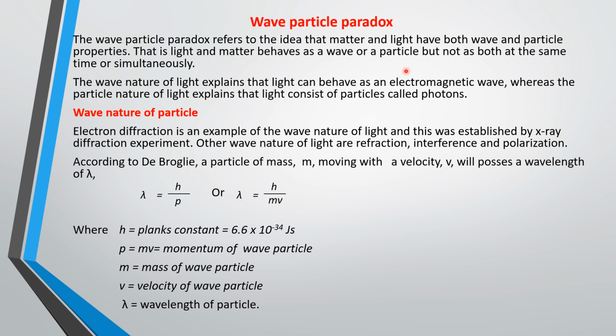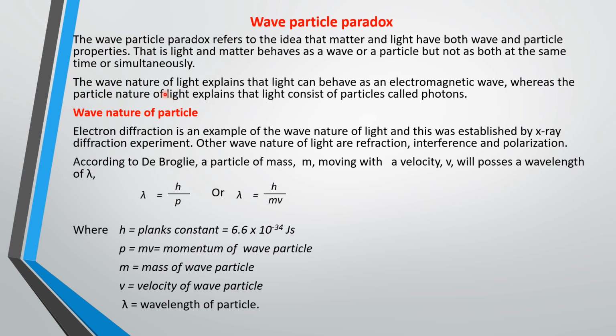So the wave particle paradox refers to the idea that matter and light have both wave and particle properties. That is, matter behaves as a wave or a particle, but not as both at the same time, or simultaneously. I hope you are getting it. Matter can behave as a wave or as a particle, but not as both at the same time.